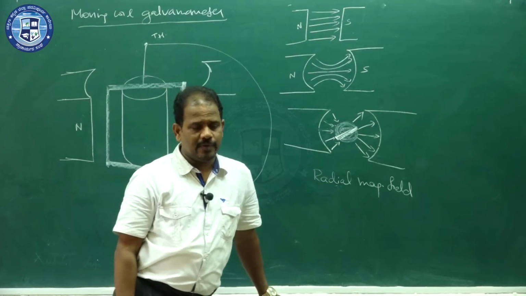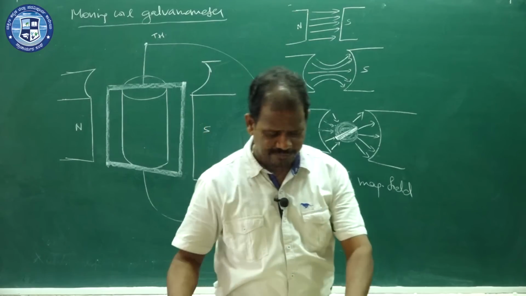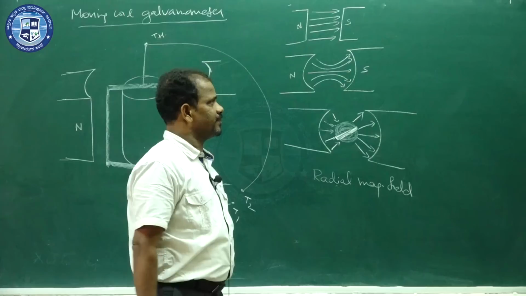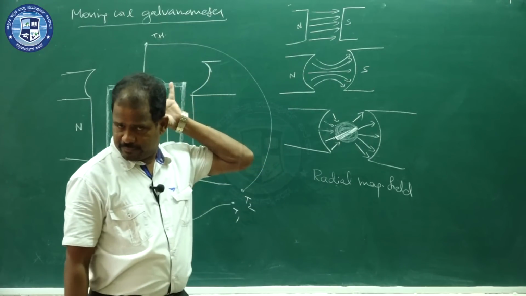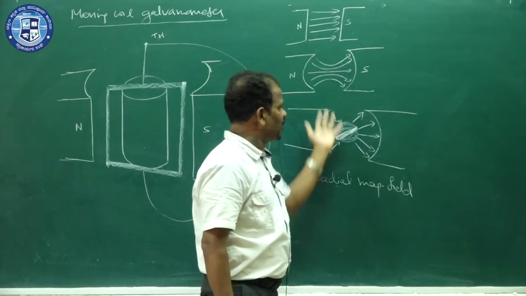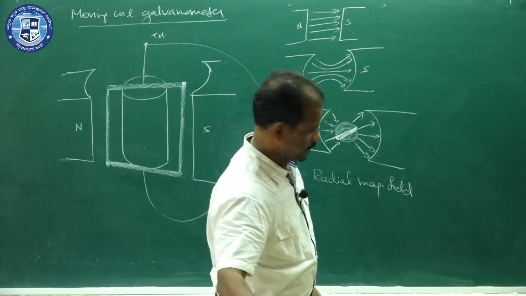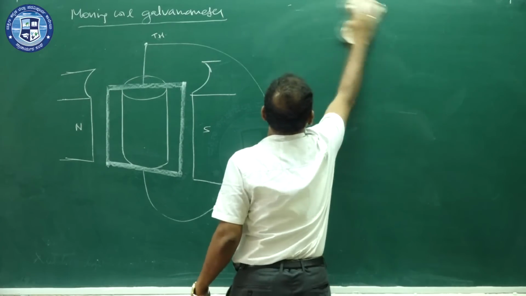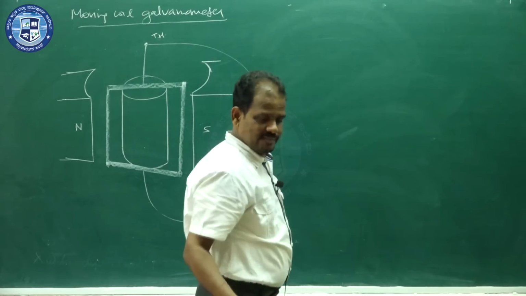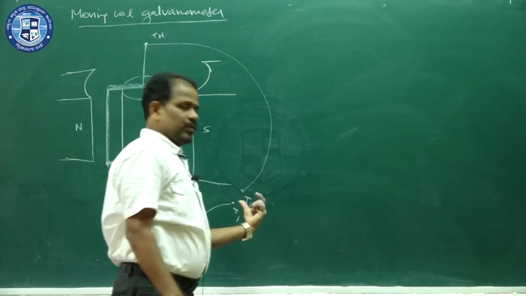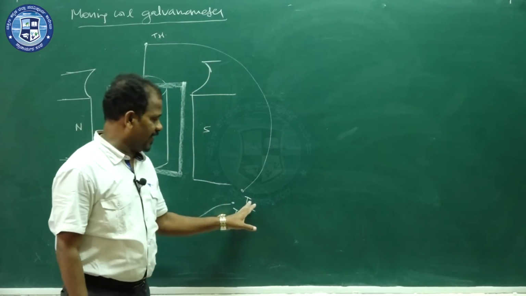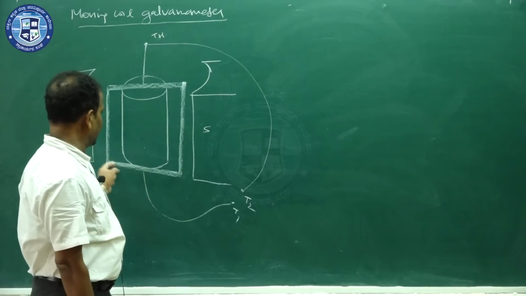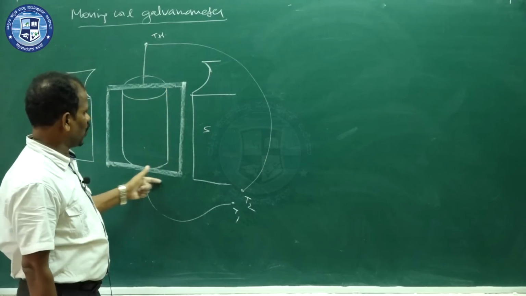Now we'll see the theory of it, how it works. As usual, I can just rub this part off. The terminals are connected to the battery. Current flows through the coil.